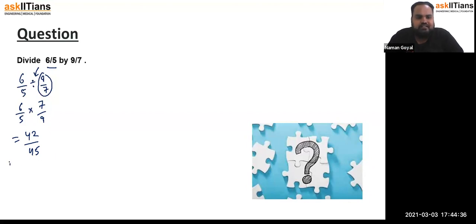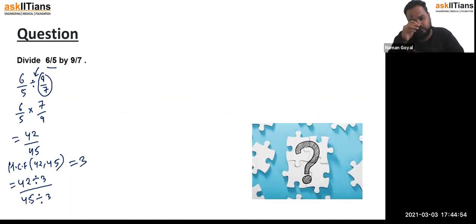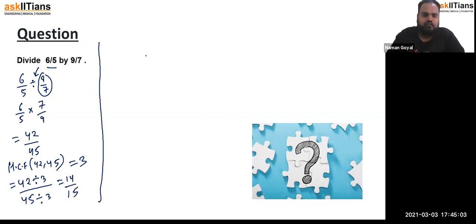Okay, so the HCF of 42 and 45 is what? 3. If you see, 3 is the HCF. So we have to divide this quantity and 45 by 3, right? So how much did you get? 14 upon 15, right? So the answer will be 14 upon 15. Okay. Next question.